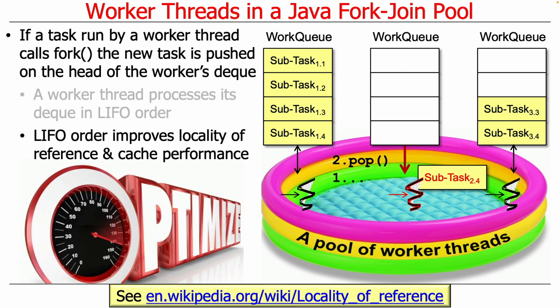Why does the fork join pool do LIFO ordering on the tasks it's working with? Well, the reason is we want to improve locality of reference and cache performance. What that means is that when you push something on very recently, chances are when you pop that thing off, it's still going to have its instructions and data in the processor cache, just because of the way that caching works. You typically keep some stuff around, and this is what's called locality of reference, and it's a way to optimize cache performance. It doesn't always work, but it's a good heuristic, and that's why they do the LIFO model.